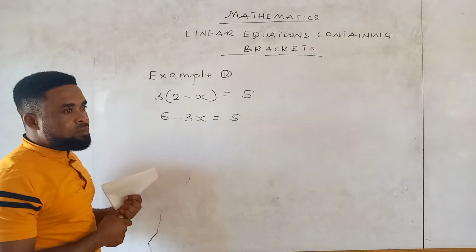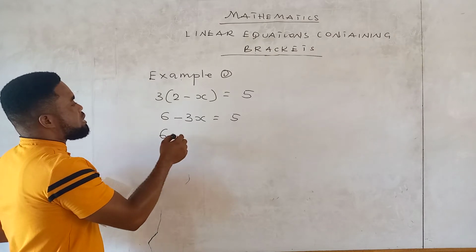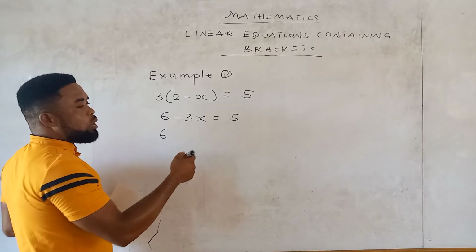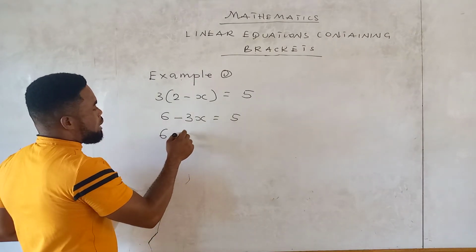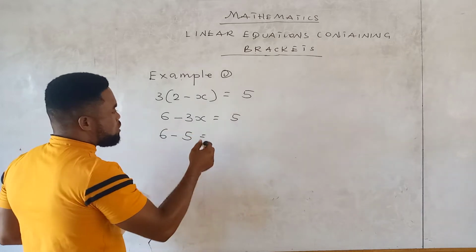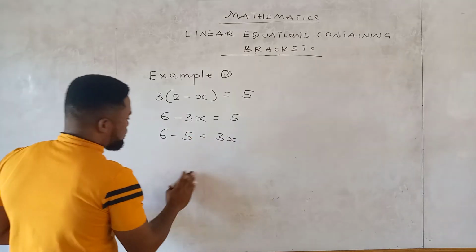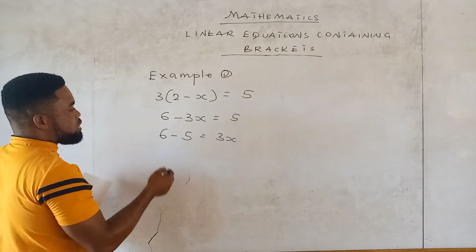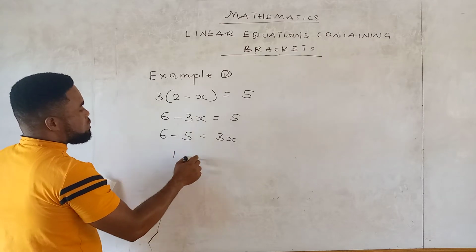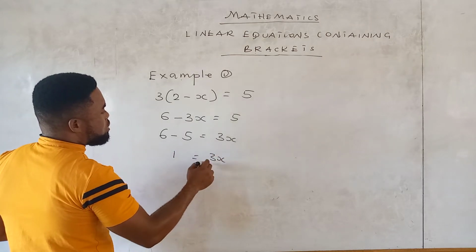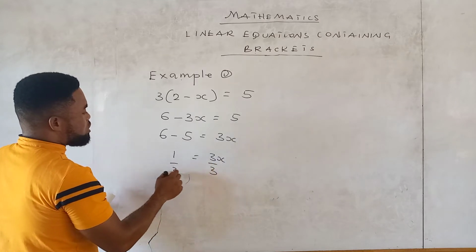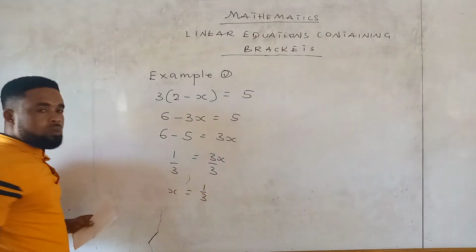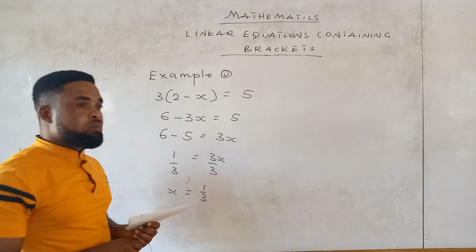We can group like terms. So we can have 6, and now this is positive, so we subtract. It should be minus 5, and that is negative. So we are having positive 3. We take this one away from 6. We have 1 equal to 3x. So we divide both sides by 3. So our x is equal to 1 over 3. Good. So that is our first example.